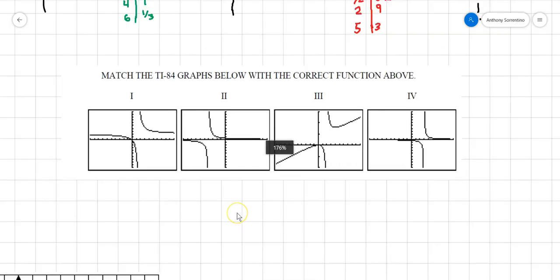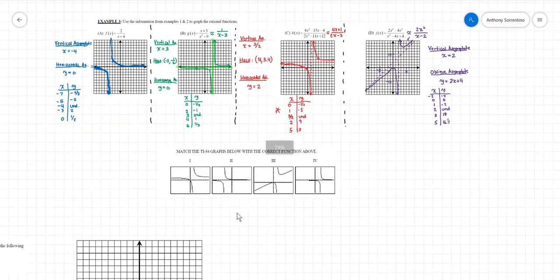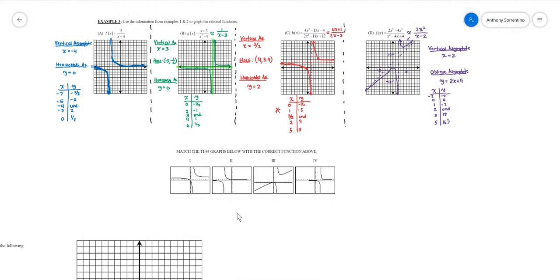Well, if I zoom out, we can see the results that we end up with. So this one here, the first number 1 is clearly example C. 2 is clearly A. 3 is clearly D. And of course, 4 is B. And so those are the values we have for this.